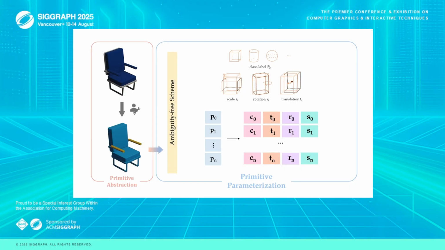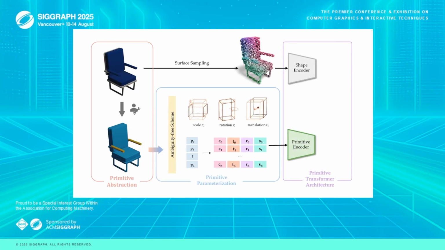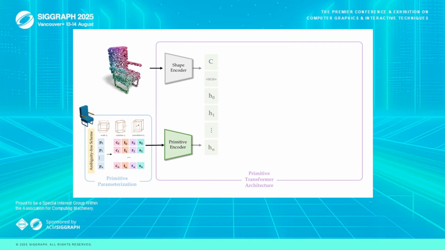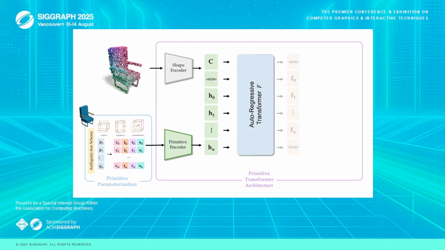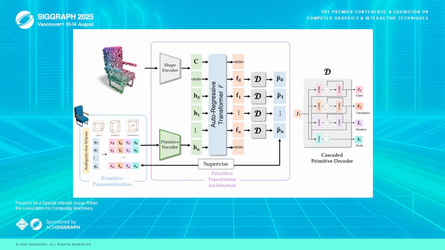We first convert each primitive's attributes, including class labels, rotation, scaling, and translation, into embeddings. During training, we first sample the original mesh surface to obtain point clouds as input conditions, which are processed by a shape encoder to get shape tokens. Simultaneously, we use a primitive encoder to project primitive attributes into tokens. The two parts of tokens are concatenated into a sequence and input into an autoregressive transformer for predicting subsequent primitive features. These features output probability distributions for various attributes through a cascaded decoder.